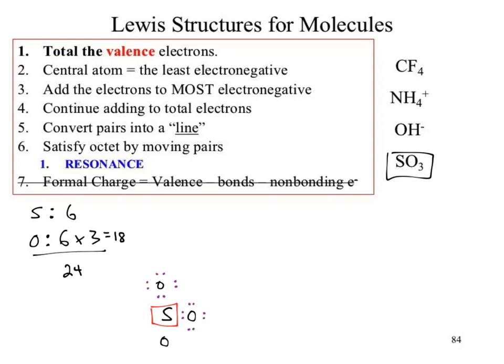How many electrons? 8. So I'm up to 16. There's another 8. What's my total? 24. Cool. I'm at my total electrons. I can't place any more electrons in. So any place I have a pair of electrons between atoms, I will turn into a line.